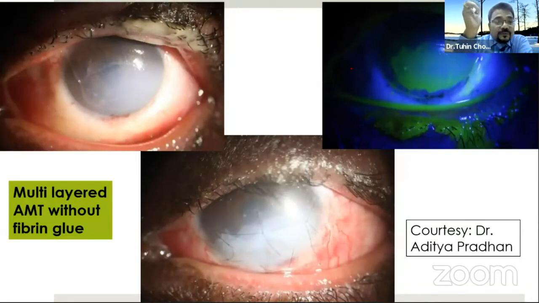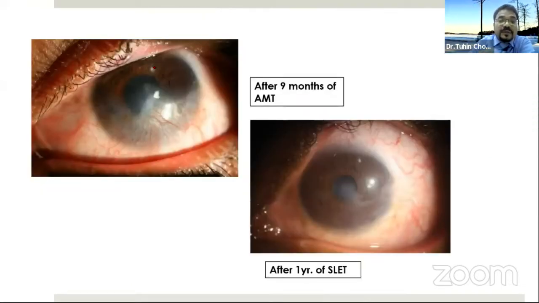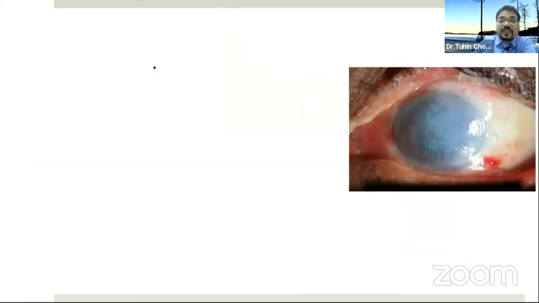This is the patient who had this thermal injury. Dr. Aditya, there was no fibrin glue on that day, so he did this multi-layered AMT. First he put this amniotic membrane, and then sutured it with interrupted sutures to the Tenon's, and then put another layer. And this is the result after 9 months of AMT, and ultimately after 1 year I did this SLET.